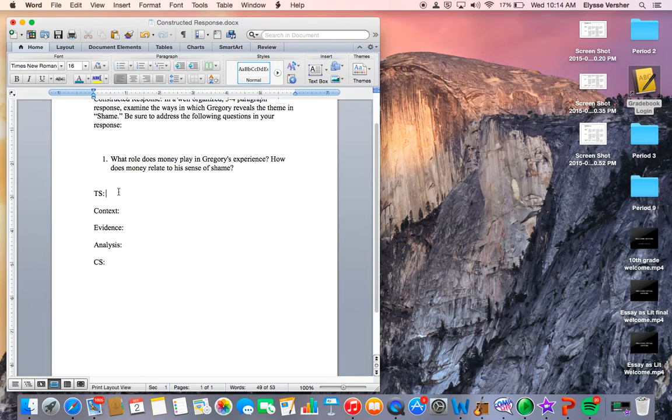How does money relate to Gregory's experience? Well, Gregory didn't have a lot of money. And so since he didn't have a lot of money and he was in poverty, he felt less than his classmates. You need to turn those ideas into one concise statement.